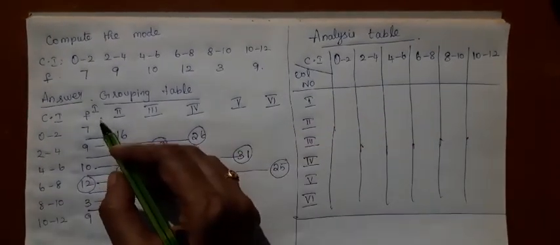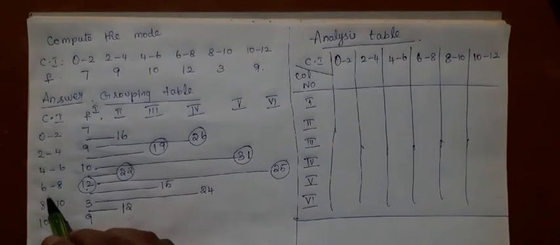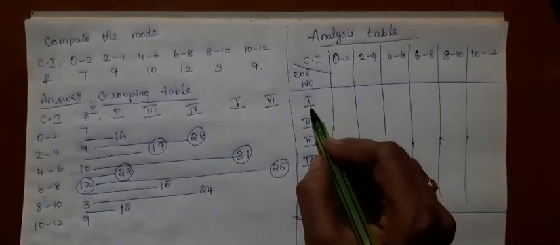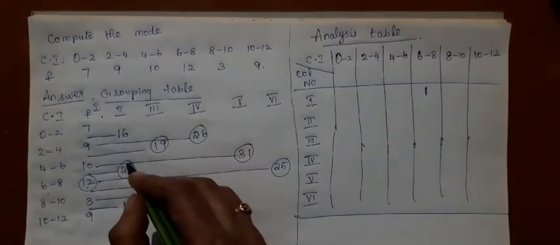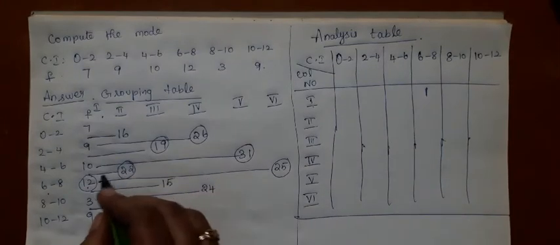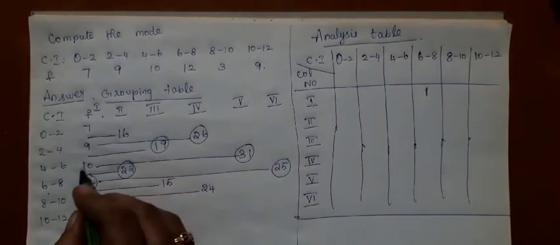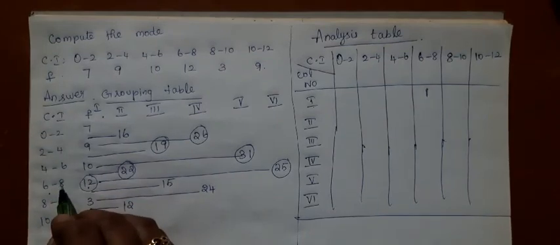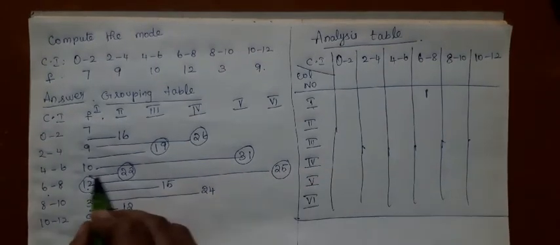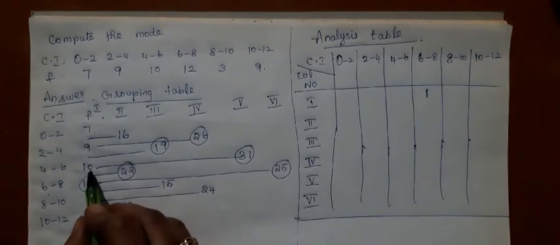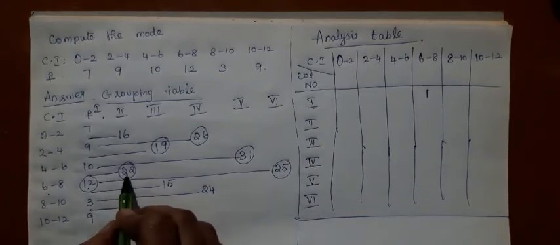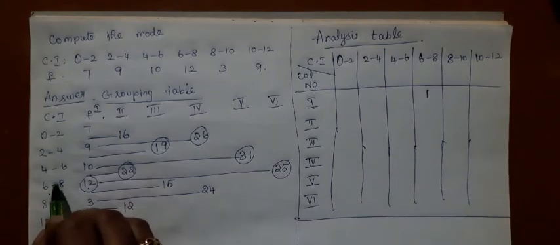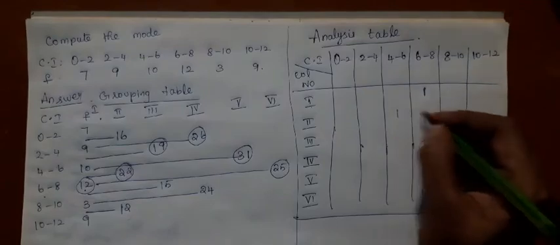See, in the first column, the maximum value is 12. It corresponds to the class 6 to 8. So, in the first column, put a tally mark under 6 to 8. In the second column, the maximum value is 22. You got it by adding these two numbers. This line is between these two numbers, one number above it and one number below it. The corresponding classes are 4 to 6 and 6 to 8.